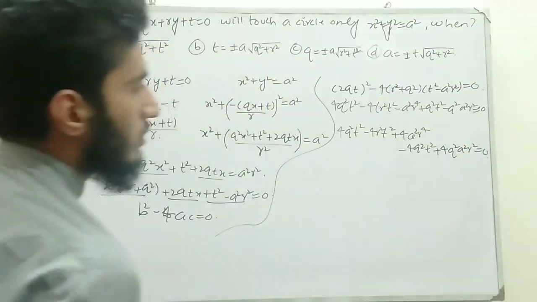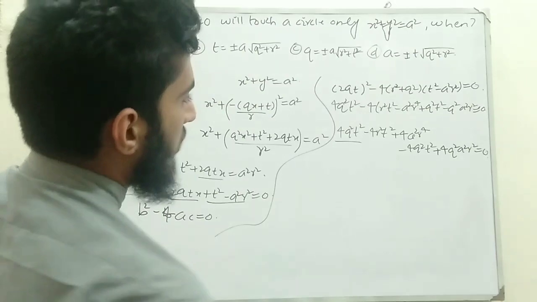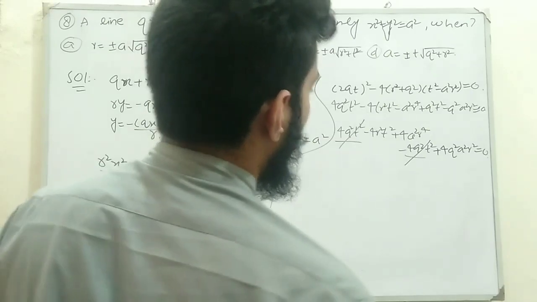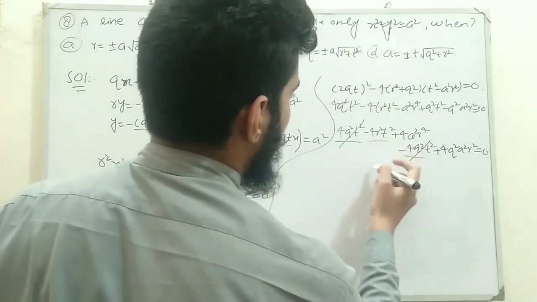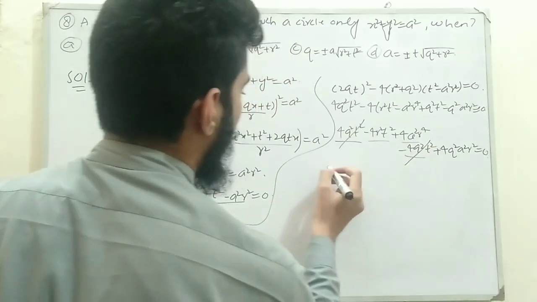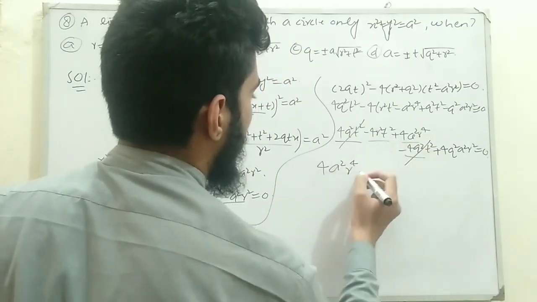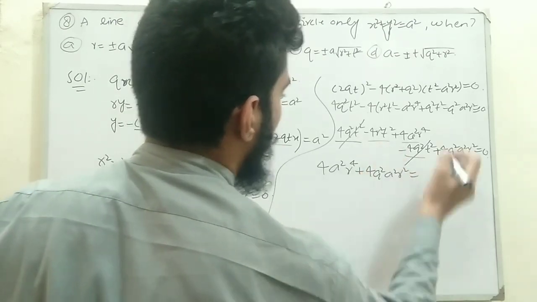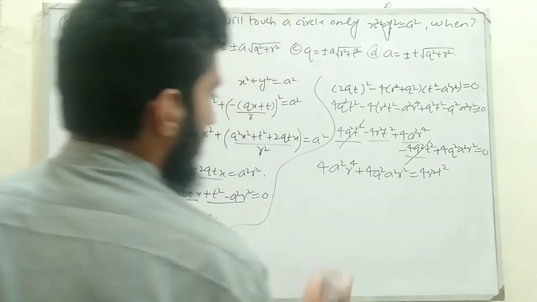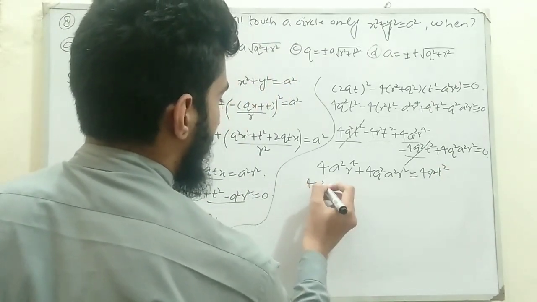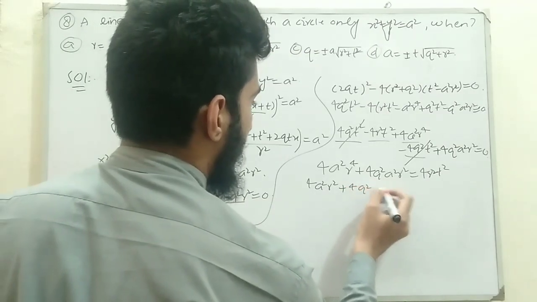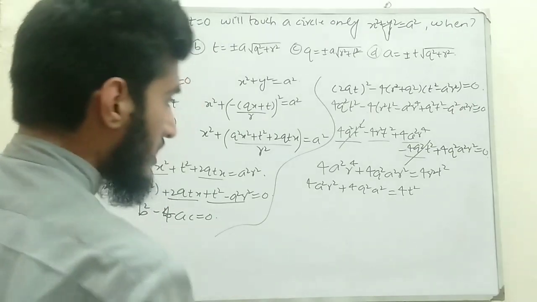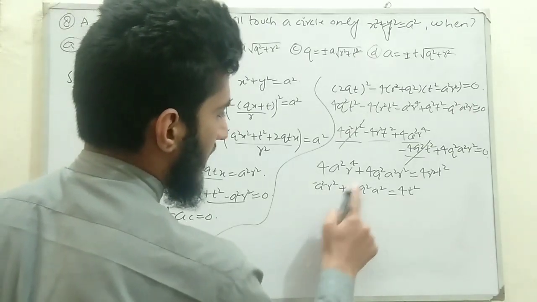So after this, if we look over here, 4q²t² will cancel out with negative 4q²t², and after this we have minus 4r²t² shifted to the right-hand side, it becomes 4a²r⁴ will be equal to plus 4q²a²r², and shift minus 4r²t² to the right-hand side. Divide both sides by r², it becomes 4a²r² plus 4q²a² is equal to 4t². After this, 4 will also cancel out with each other.